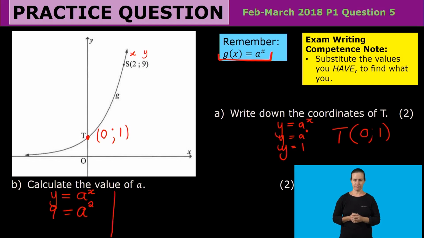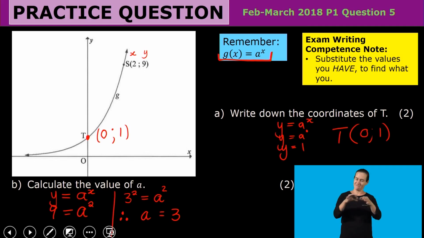Now, because we are working with exponents, you need to think of your exponential laws. We are going to write our 9 as 3 squared. And on the other side, we have an exponent 2, which is a squared. Because the exponents are equal, the bases are also equal, since these two powers are equal to each other. So a is equal to 3. And there we have it, the value of a.